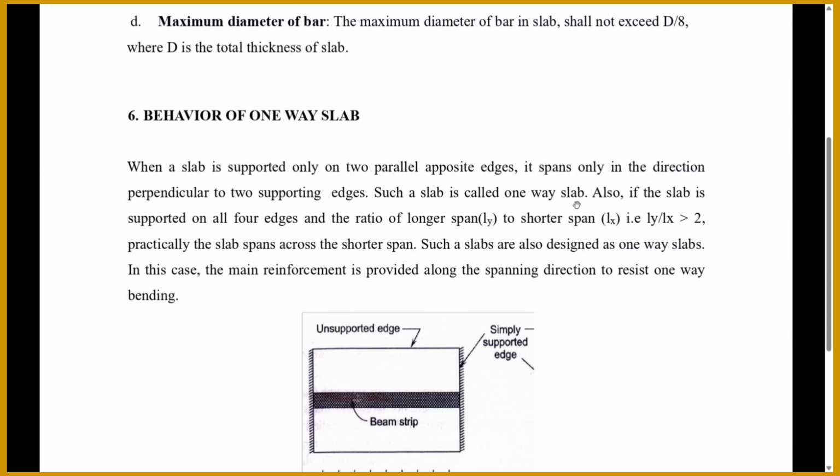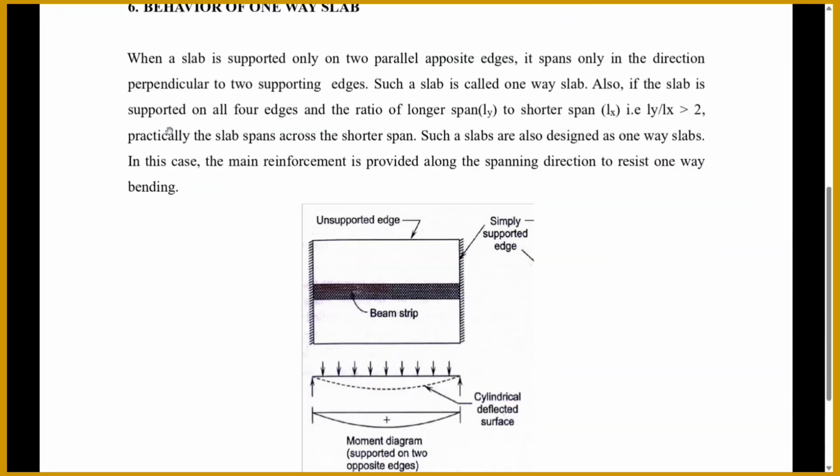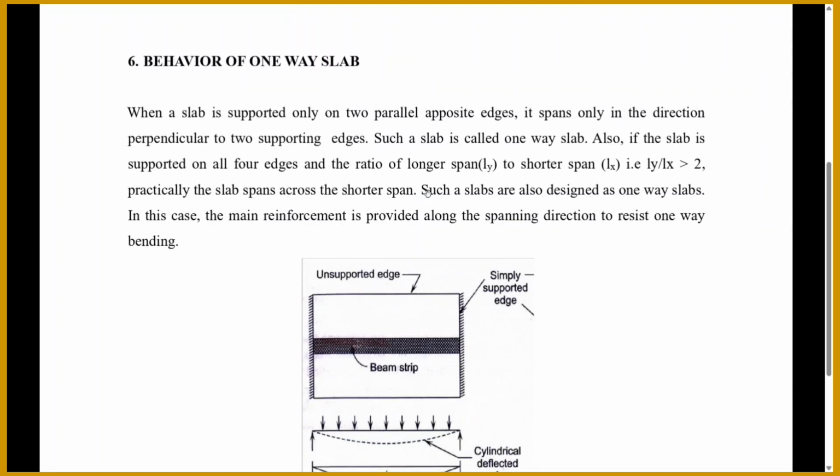Also, if the slab is supported on all four edges, and the ratio of the longer span to the shorter span, this is the longer span and this is the shorter span, is greater than 2, your slab is one-way, spanning across the shorter span. This is the basic criterion for the one-way slab. Such slabs are also designed as one-way slabs.